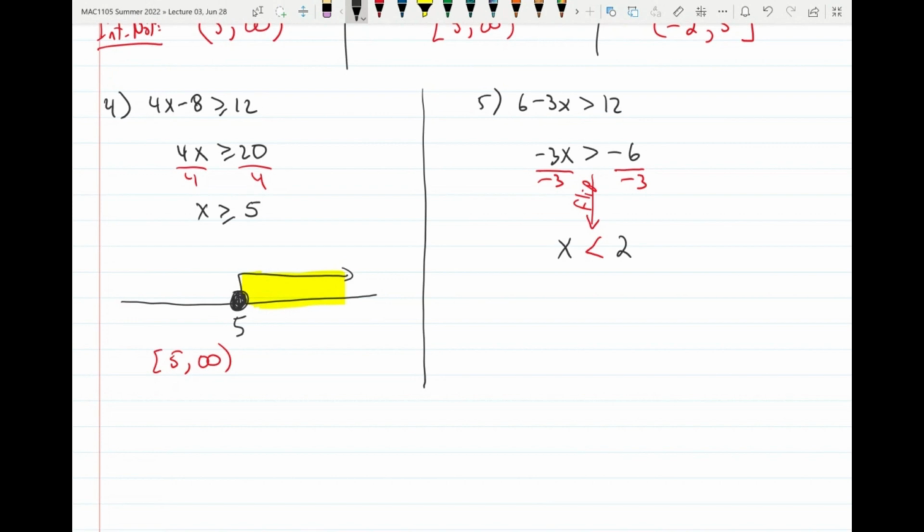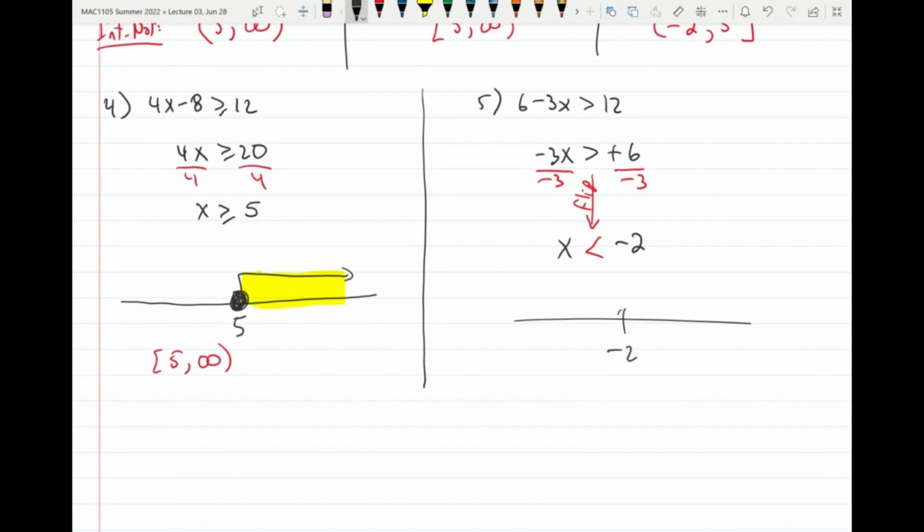Wait, why is this negative? I was about to say that. I don't know. It's plus 6. It's plus minus 6. So it will be negative 2. Okay. All right, we're good. Yes? All right.